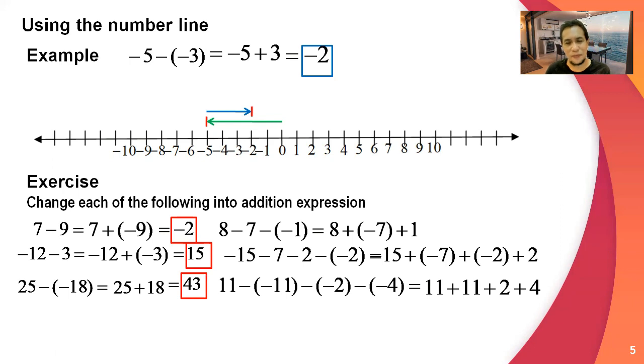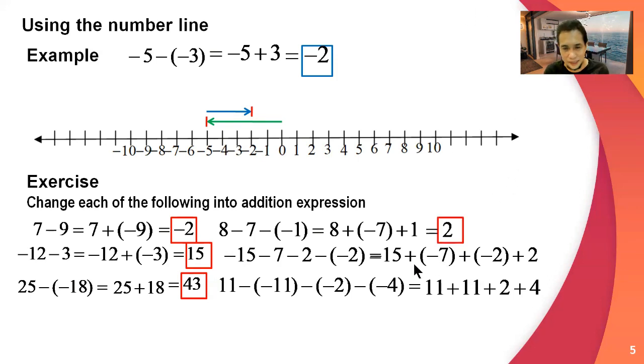Very obvious. Now this one, 8 plus negative 7 plus 1. Of course, you combine 8 and 1, that's 9. Plus negative 7, opposite in sign. So 9 minus 7, that's 2. What's the sign of the larger number? Positive. So therefore, the answer would be positive 2.